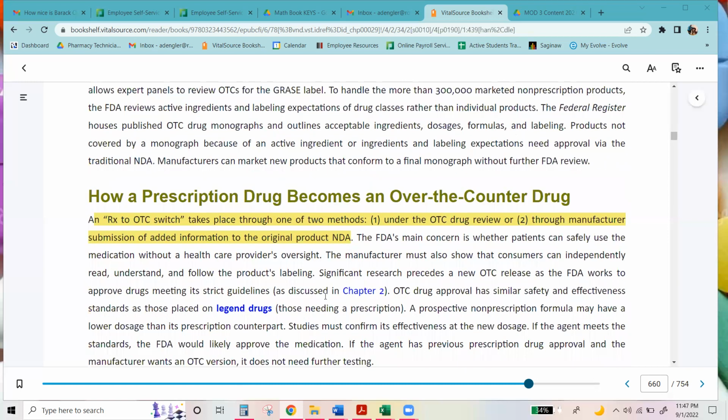An Rx to OTC switch. So how a prescription drug becomes an over-the-counter drug. This takes place through one of two methods, under the OTC drug review or through manufacturer submission of added information to the original product's NDA.